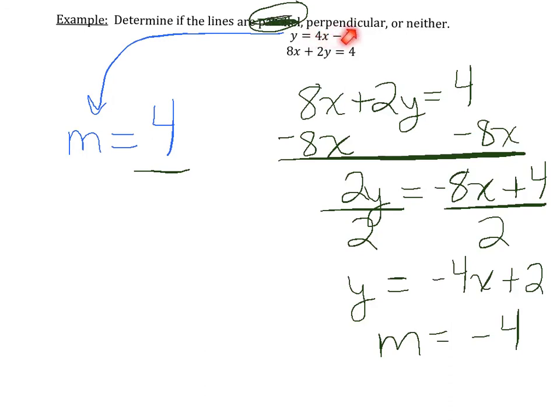Now to go to perpendicular, right? The slope of this line is 4, and the slope of this line is -4. That means they are not negative reciprocals. They are opposite or negatives, but they are not reciprocals. All right? And so since that's a -4 and that's a +4, I know that they're not perpendicular, and so that means that they are neither.